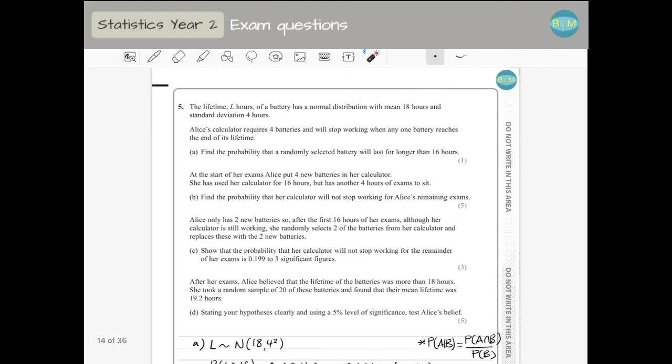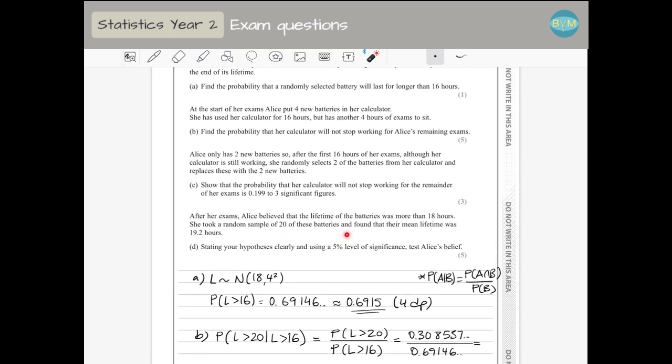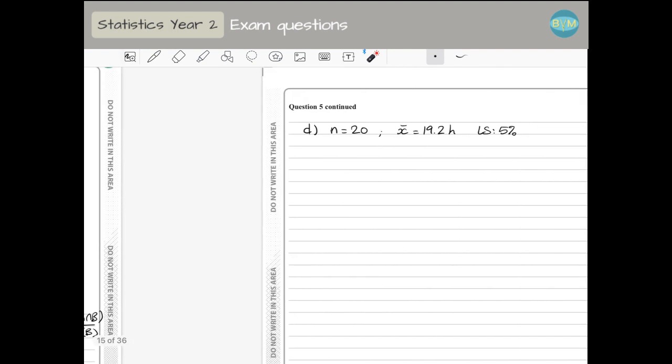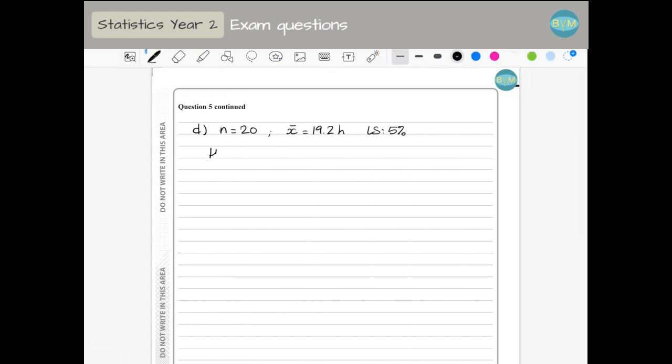And she suspects that the lifetime was more than 18 hours, yeah? So it's a one-tail test. H0 is going to be that the mean is still 18, and H1 is going to be her belief that it is more than 18 hours.